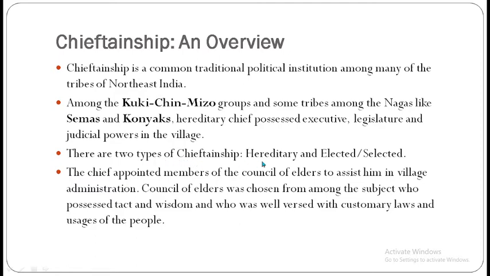There are two types of chieftainship. One is hereditary, which is found among the Chin Kuki Mizo groups and some Naga tribes like Semas and Konyaks. And there is also the elected or selected chieftainship system, which is found in many of the Naga tribes. Among the tribes having hereditary chieftainship, the chief appointed members of the council of elders to assist him in the village administration. The council of elders was chosen from among the subjects who possessed tact and wisdom and who were well versed with the customary laws and usages of the people.